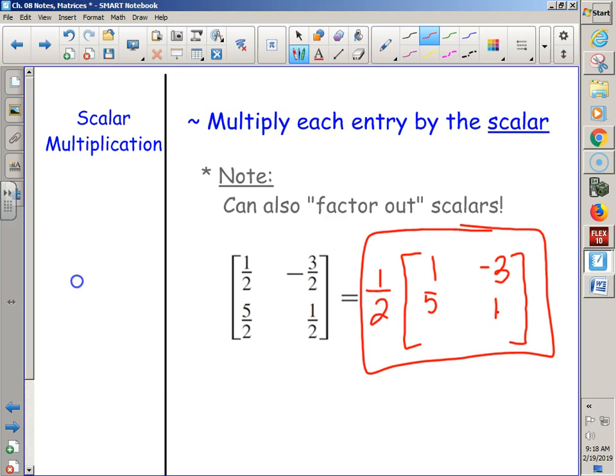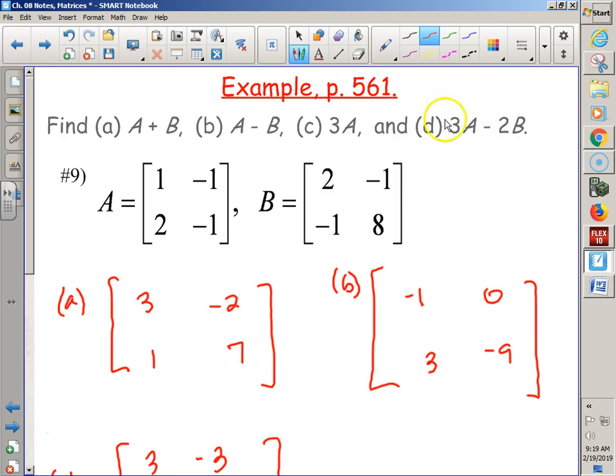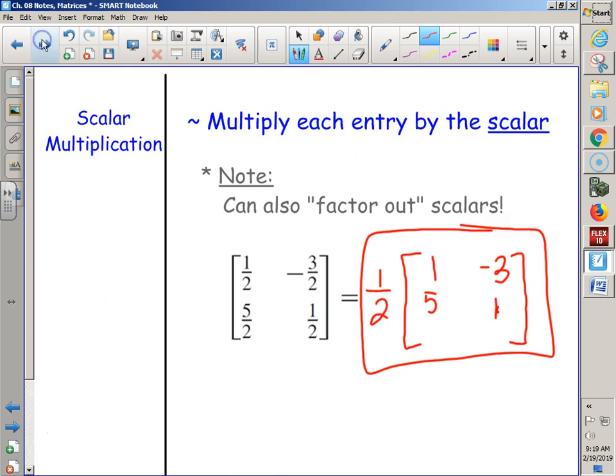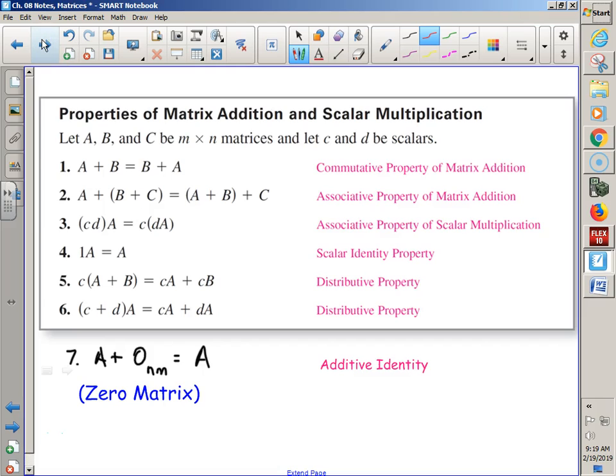So scalars can come out, but scalars can also come in. Sorry, there's something weird on my board. Scalars can come out, just like scalars can come in. We've added matrices. We've subtracted matrices. We've multiplied matrices by a constant. We've even multiplied by a constant, both of them, and then added or subtracted. What haven't we done? Talked about properties, first of all, about what's legal.